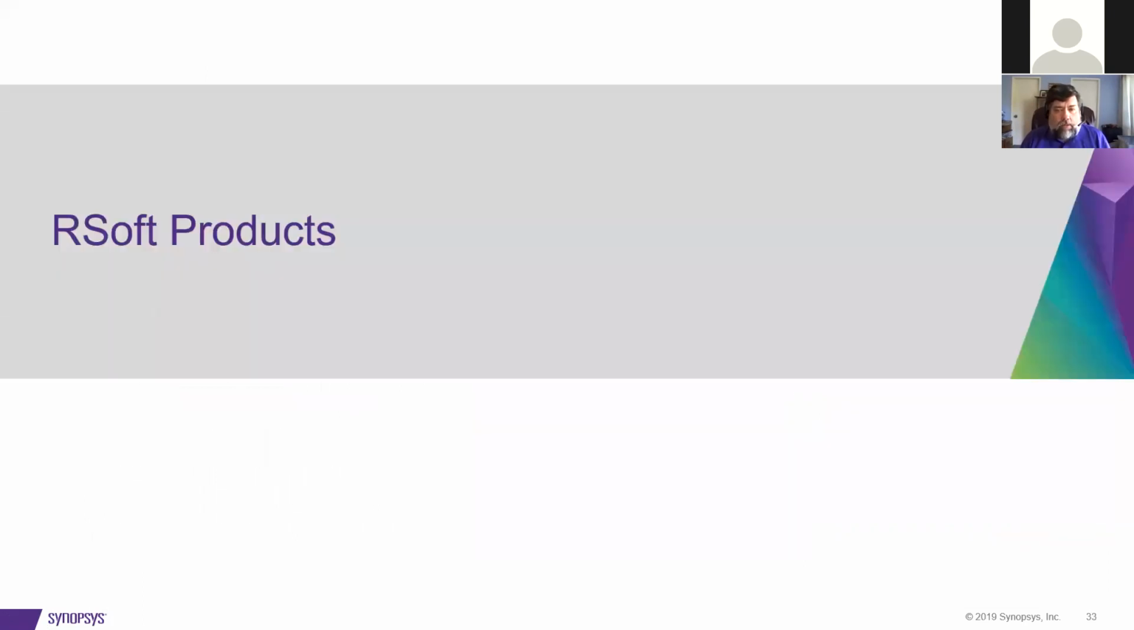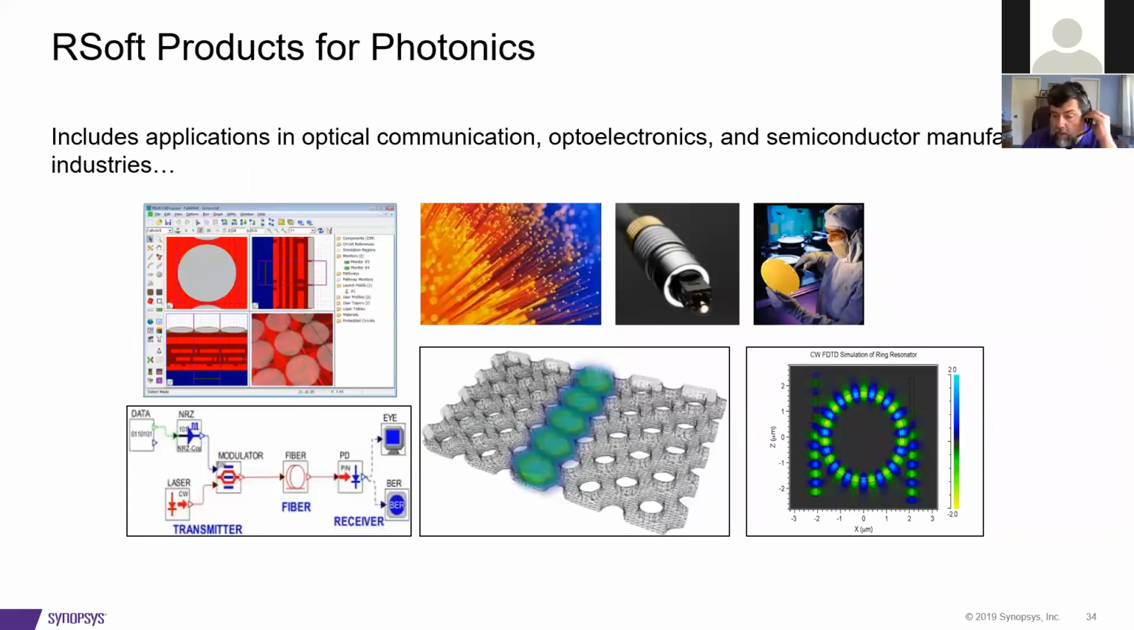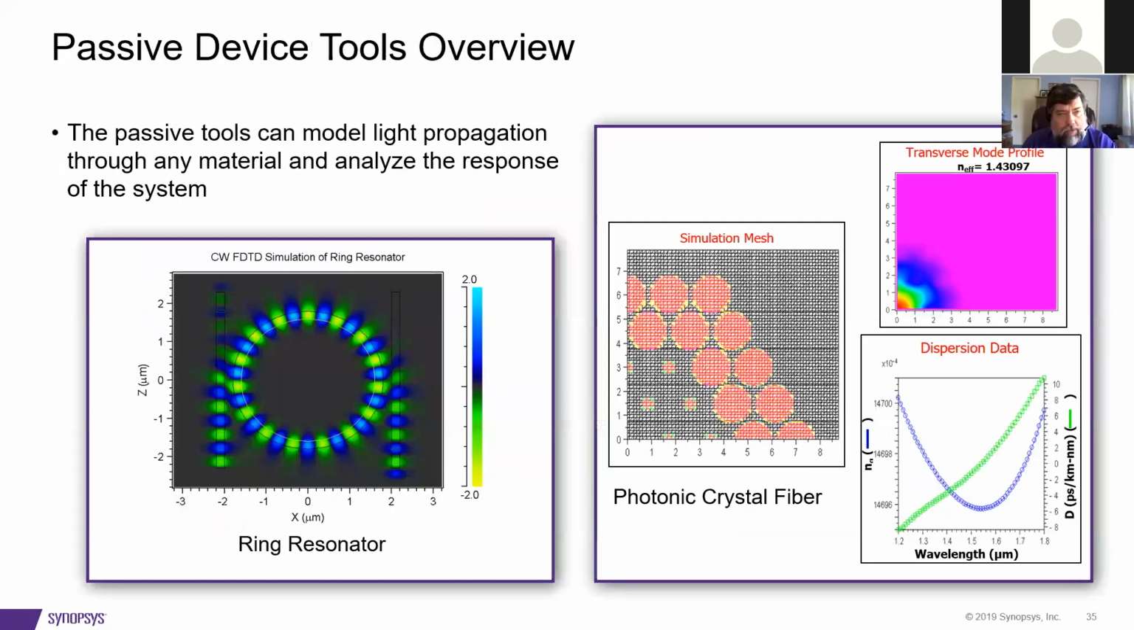Now let's talk a little bit about the RSoft products very briefly, because I'm not an expert on these, but there's a lot of applications we use for RSoft, including optical communications, optoelectronics, semiconductor manufacturing industries, and so forth. But again, the domains have to be very small. We have a number of tools in the RSoft suite. We have the passive design suite. This is one of my favorites because I understand it pretty well, and it's always easy to pick out.